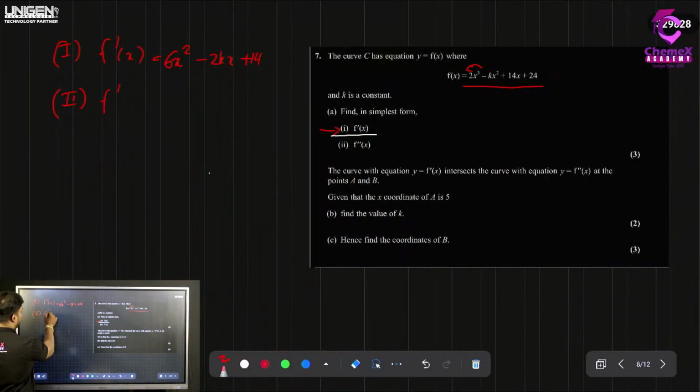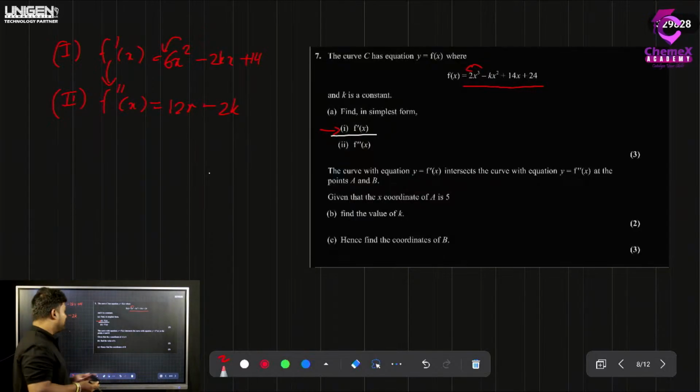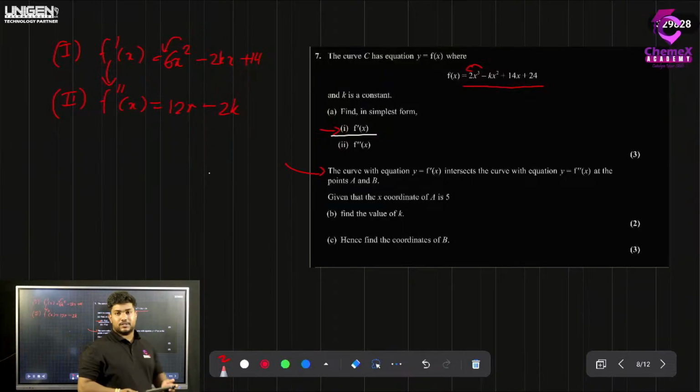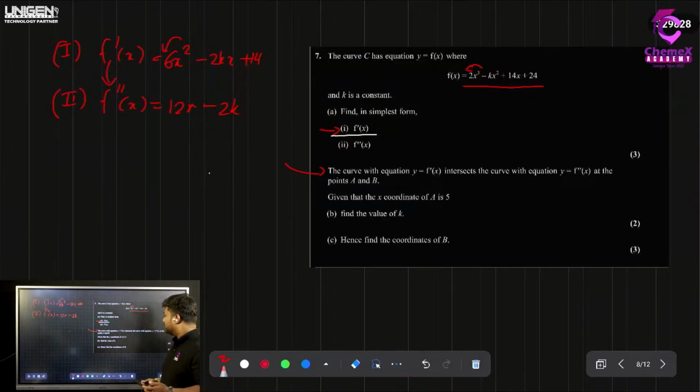So next is what? F double dash x. That means you're going to differentiate this again. So 12x, because you multiply this with this, minus 2k. That's it, right? So that's f double dash. Alright, now we are going to the next part of the question. So they are asking the curve with the equation y equals f dash x intersects with y equals f double dash x at A and B.